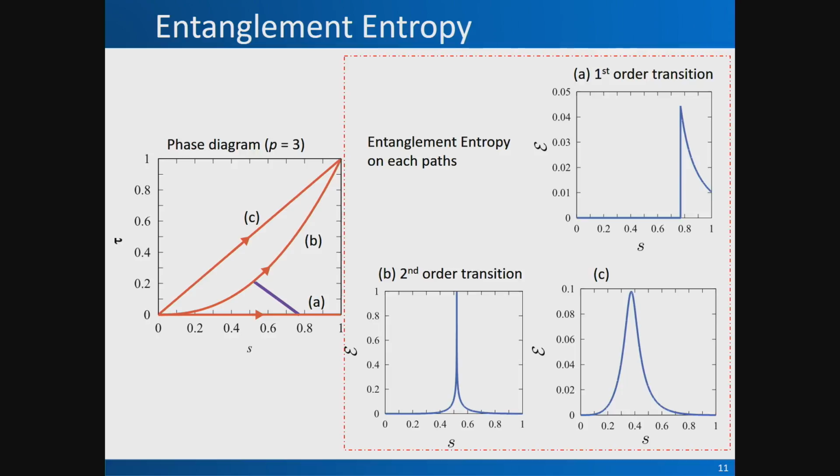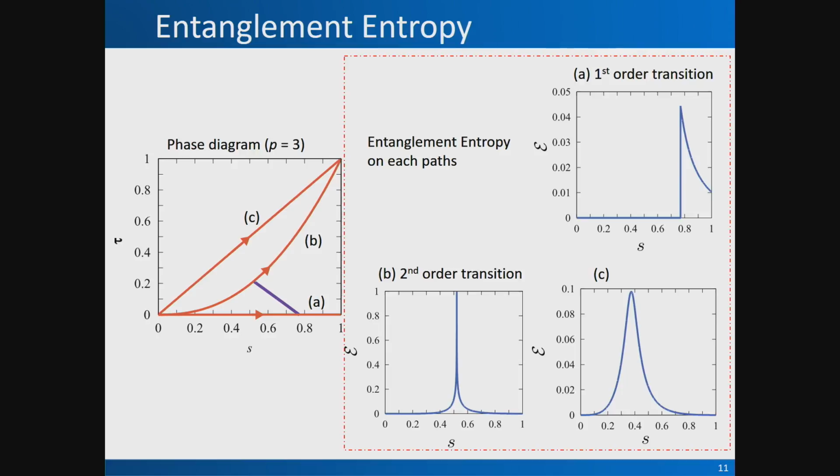At this point, the entanglement entropy discontinuously changed. It is a typical behavior of the first order phase transition. For path B, which is going through the critical point, this one, for the second order phase transition, generally the entanglement entropy continuously changed. This plot shows the result. So this is the typical behavior of the second order phase transition.